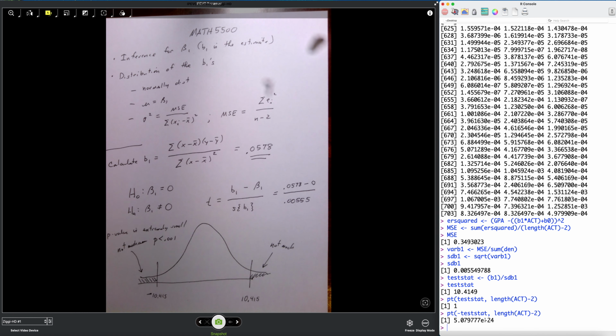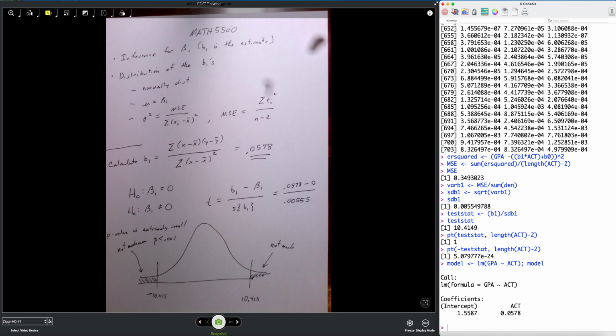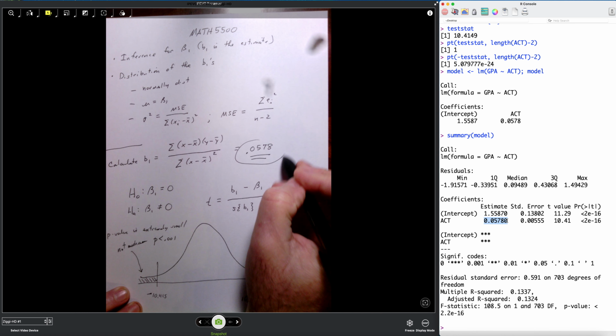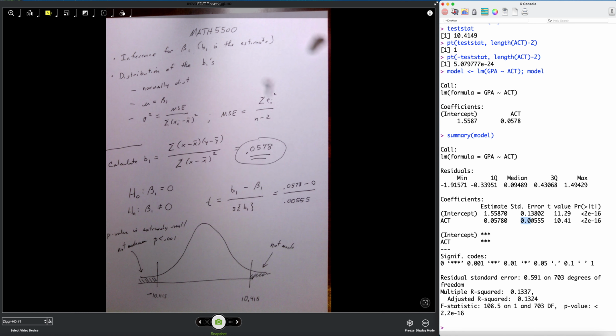Now, once we get this, we can actually test it out. We can set up a linear model and predict GPA from ACT, and look at a summary of our model. Now you're going to see some things that look awful familiar. First of all, you're going to see our estimate, 0.0578, which is exactly what we got right here. You're going to see a standard error, 0.0055, which is exactly what we got for the standard deviation. You're going to see a t-value, which is our test statistic of 10.41.